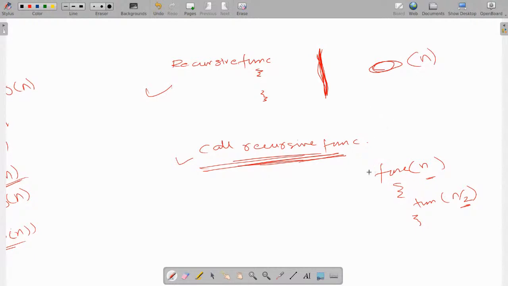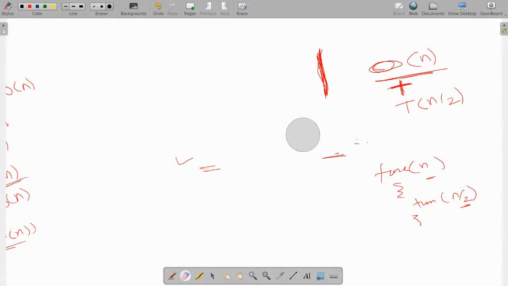Now for the same function we have a constant complexity of O of n, plus, since it is a recursive function, we are also making another call to the same function. So this will be O of n by 2. Okay, let me repeat myself a bit more clearly. I think this is getting a bit confusing for you.